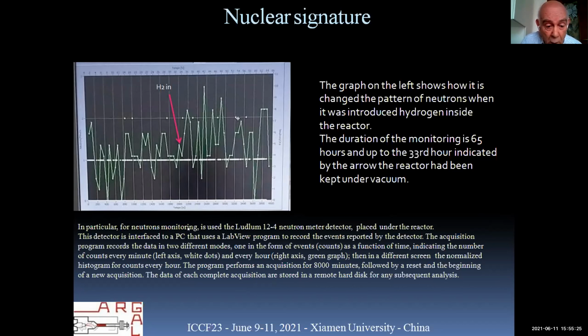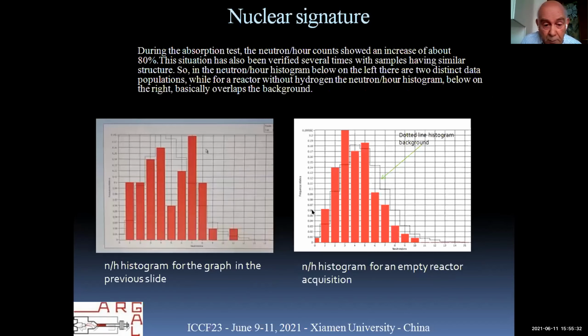Here below, there is just the description of how the neutrons are plotted.